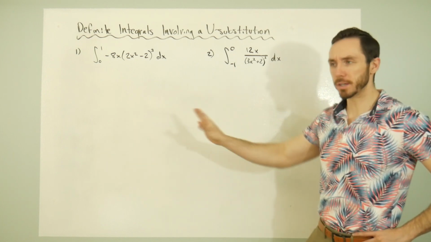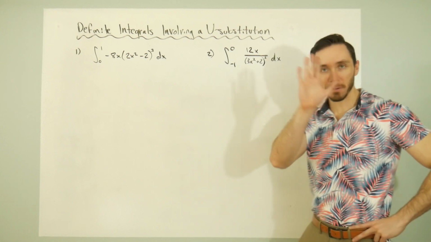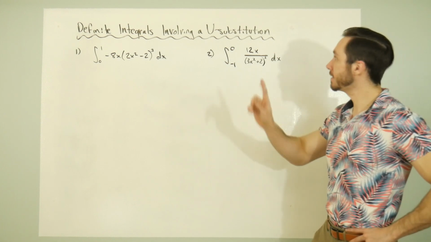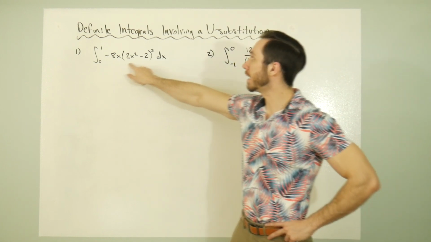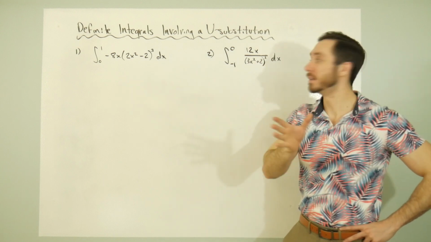to the mix. Oh, do I switch bounds? Do I go back to x? What do I do? Okay, I will guide you in that process. U-sub. This is nice when the integrand doesn't look immediately integratable.